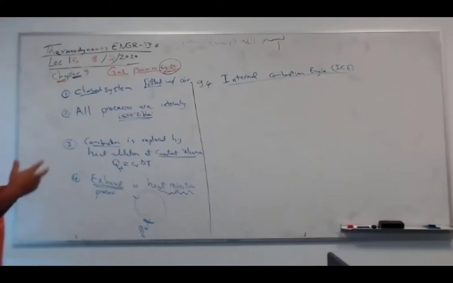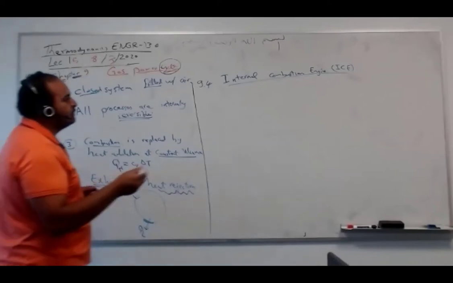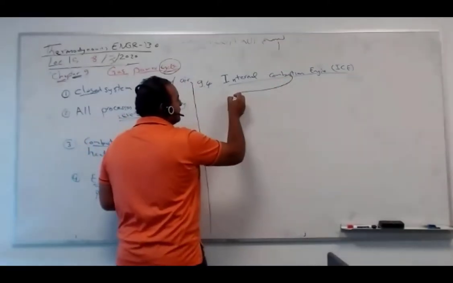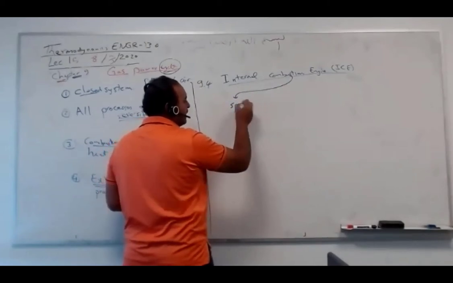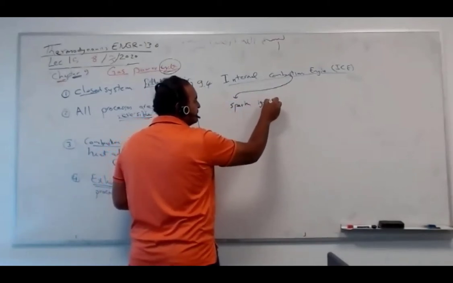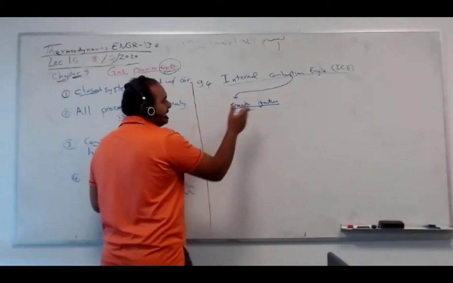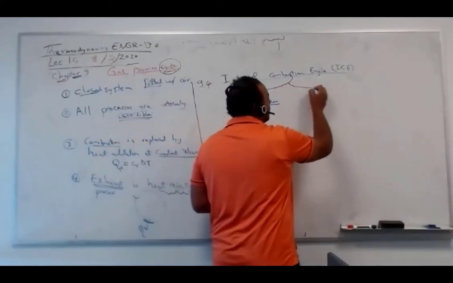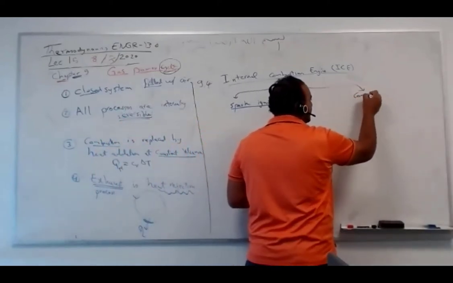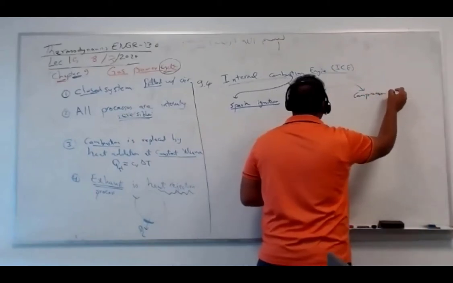We have two types of internal combustion engines. Something called spark, like our car. Ignition. We create the ignition by spark. Or compression ignition.